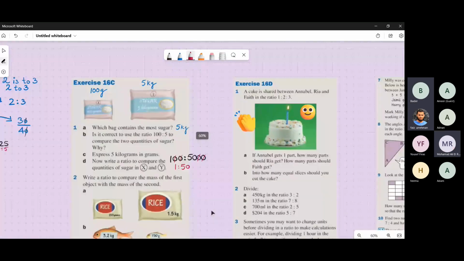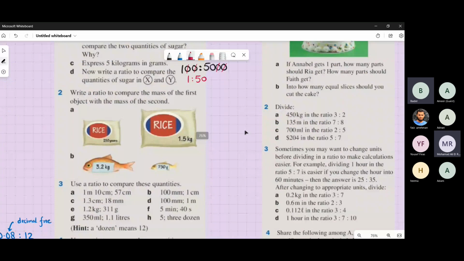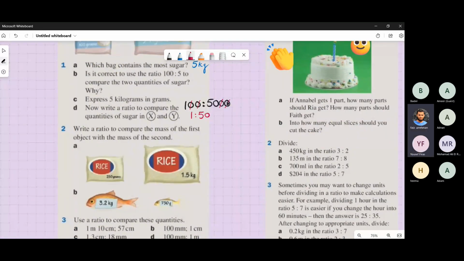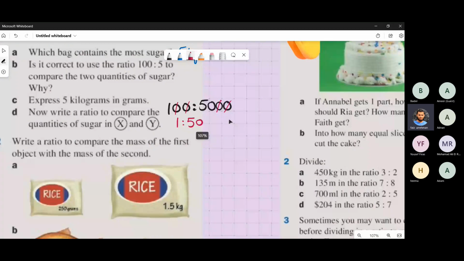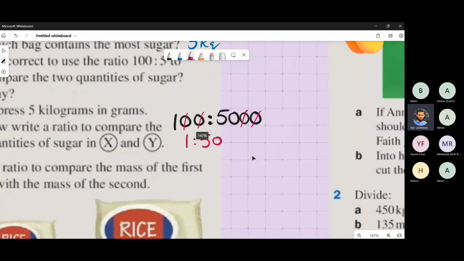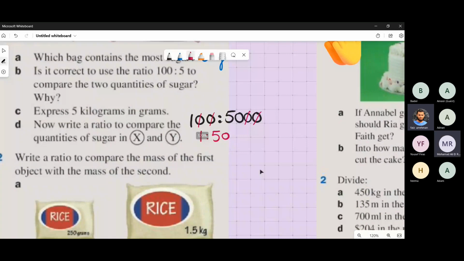What about you, Sir, Uruz? You were putting 100 and 500. No, he did not think 100 and 500. He's thinking 100 and 5,000. That's why he gave me the answer 1 to 50.